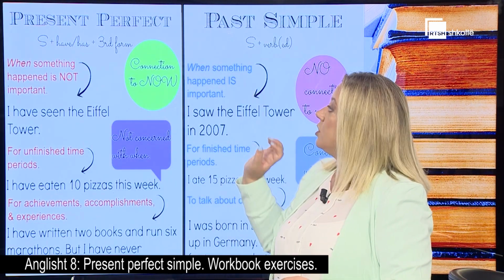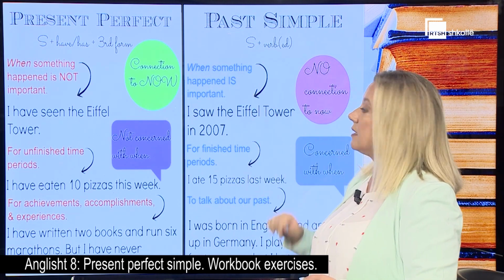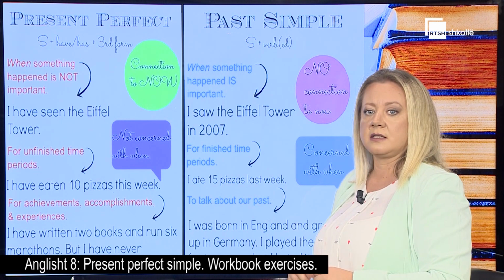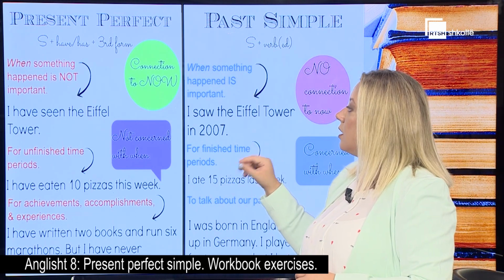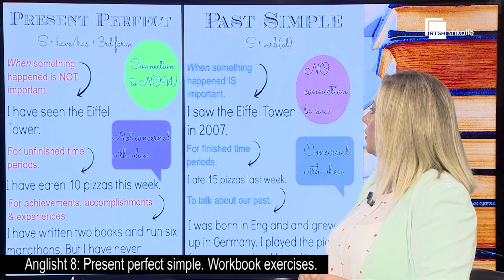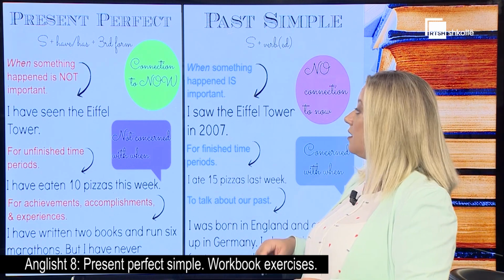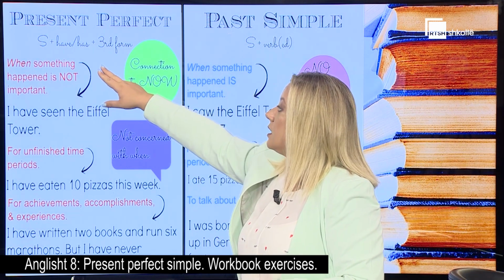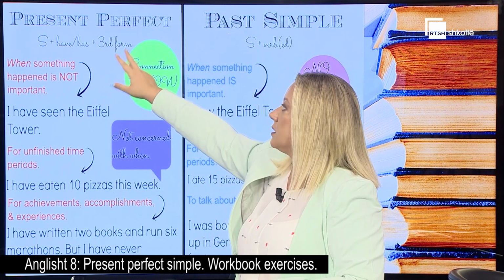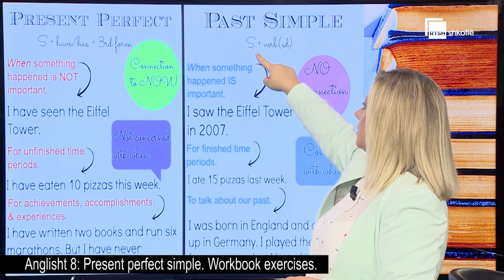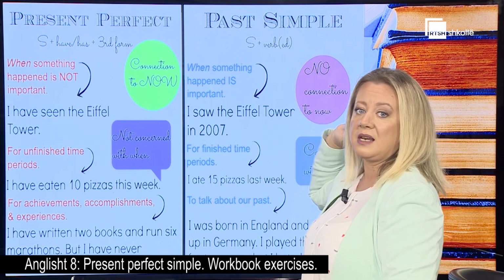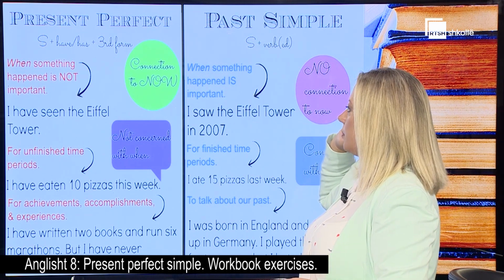Often, the use of present perfect simple and past simple is confusing in situations or in sentences. Let's make a summary of the differences between these two verb tenses. First of all, the first difference is in their form. Present perfect is subject plus have or has plus the third form, while past simple is subject plus the verb ending in -ed or an irregular verb.